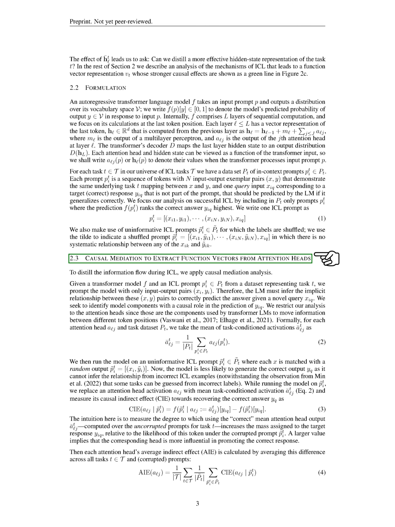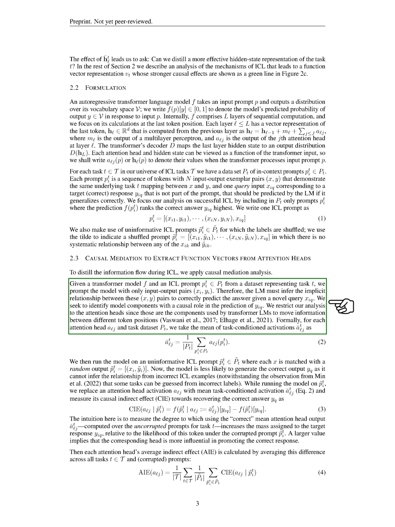Let's imagine we have a transformer model, which we'll call F, and an ICL prompt, which we'll call P. This prompt comes from a dataset that represents a specific task, T. We give the model pairs of inputs and outputs, denoted as X_I, Y_I. The model then has to figure out the relationship between these pairs to predict the answer to a new query, X_IQ.